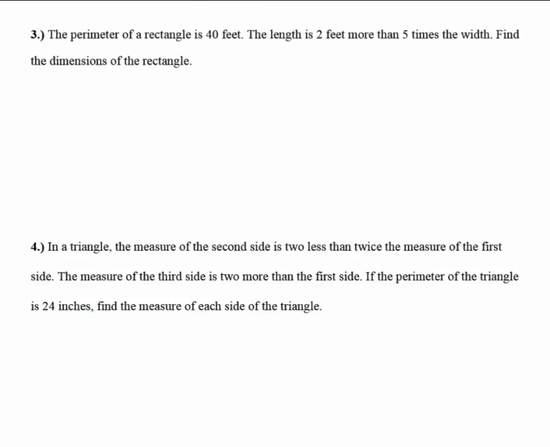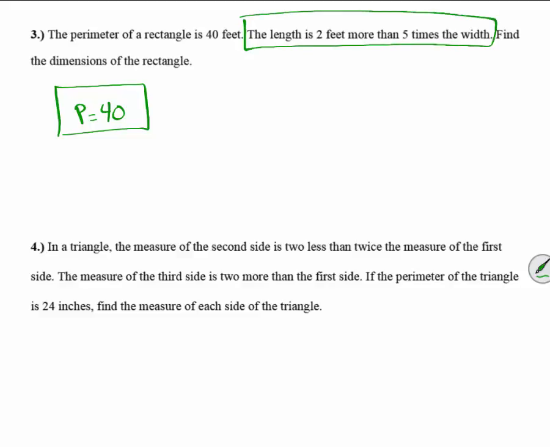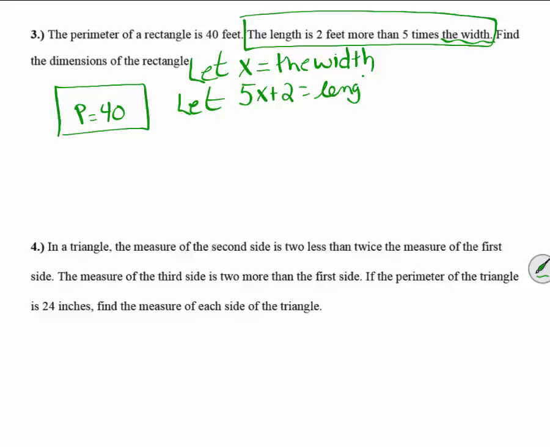The perimeter of a rectangle is 40 feet. So we have a rectangle, and I know P stands for perimeter, which is 40. The length is 2 feet more than 5 times the width. So here's where my let statements are coming from. See how the width is written second? So that's your x. You could use W if you want, but I'm going to use x. So let x equal the width, which means the length is 2 feet more than 5 times the width. So 5x plus 2 equals the length.